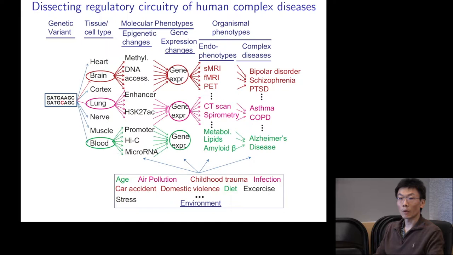A very good example is human height. When people take only the significant mutations, they can only explain about 8% of the heritability of human height. But if you take the entire set of mutations, about 1 million mutations, you can explain almost 60 or 70% of heritability, which is closer to what people expect. So that is very high.